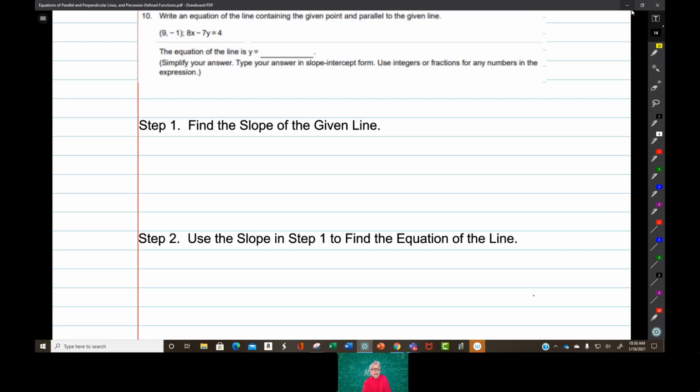You're told to write an equation of a line containing the given point and parallel to the given line. What that means is, you're given a line. Here it is right here, and I'm going to write it right here in step 1.